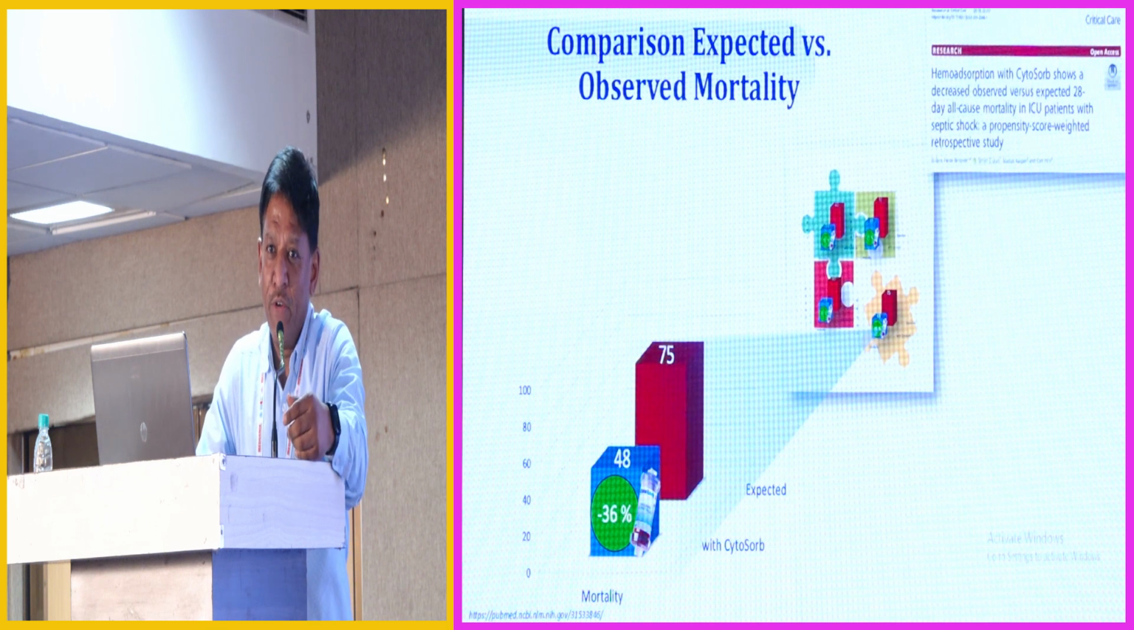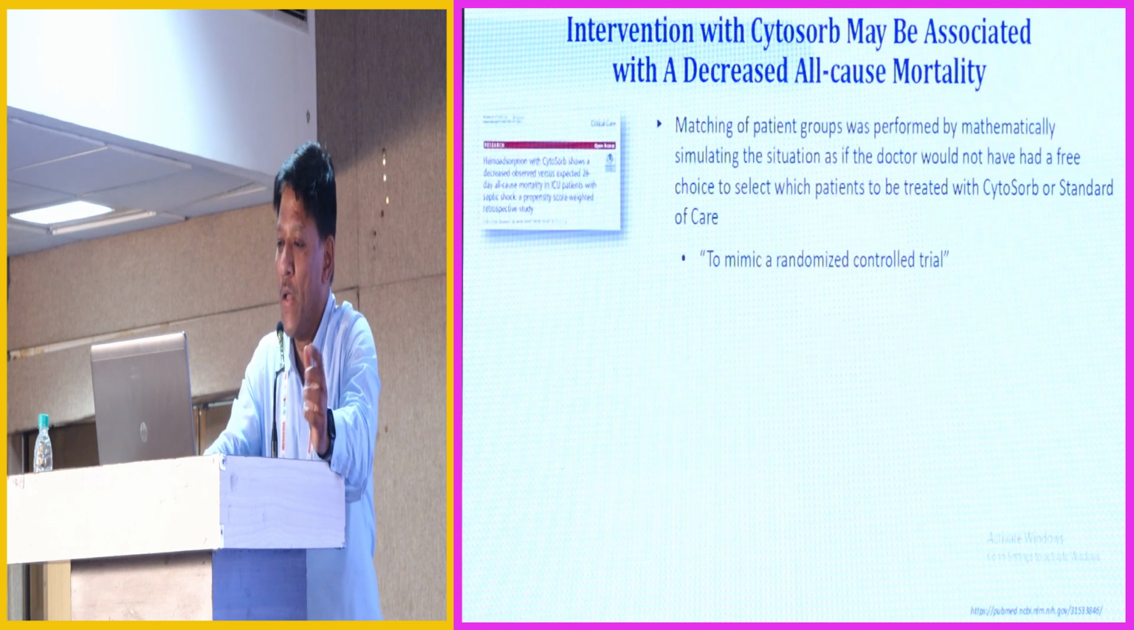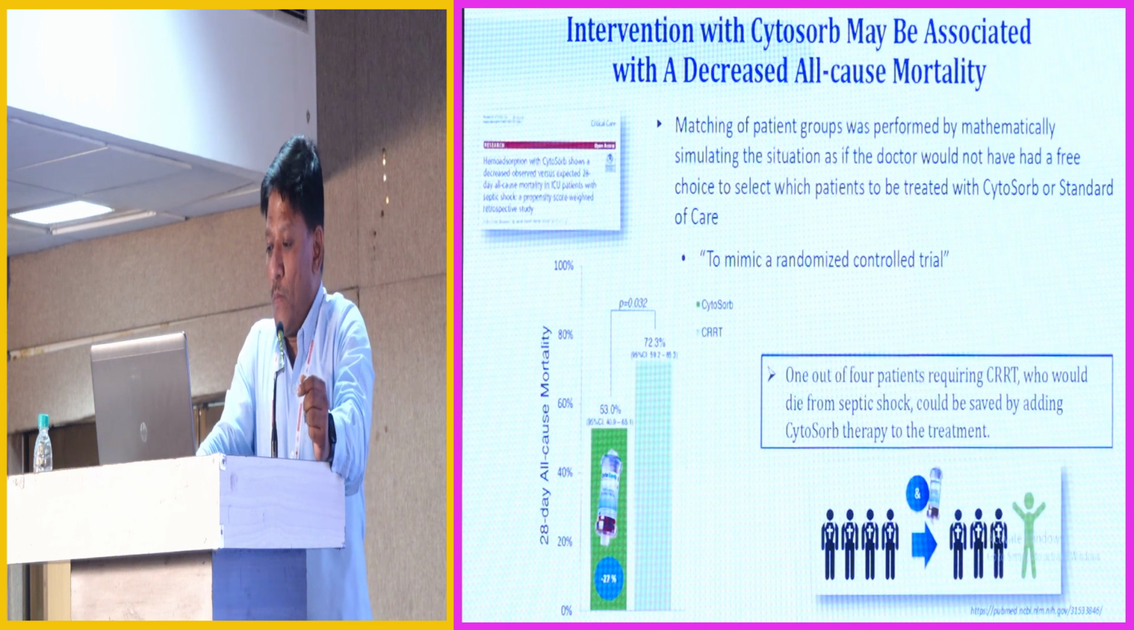Because the mortality difference looked so large, but actually the numbers are very small. So in such small numbers, you really cannot estimate the data correctly.